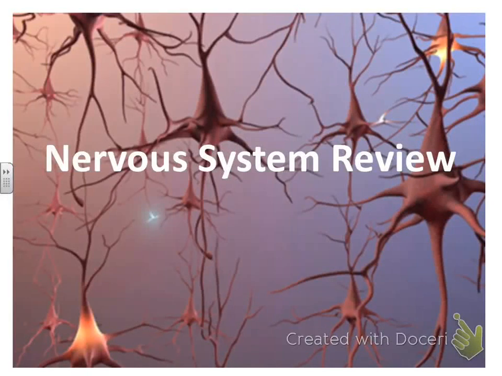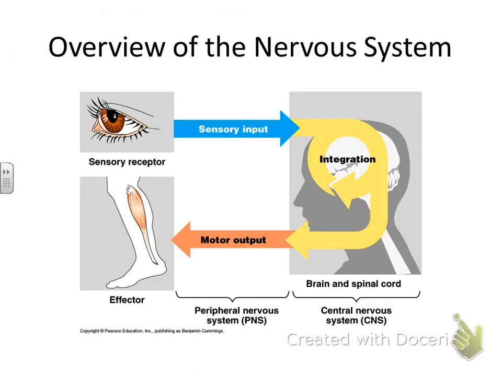Okay, so this video is designed to help you with your test on the nervous system. This is not all that you need to know about the nervous system. This is just an explanation of some of the most important things, so make sure that you study your notes also. Okay, the nervous system has three major components: sensory input, integration, and motor output.